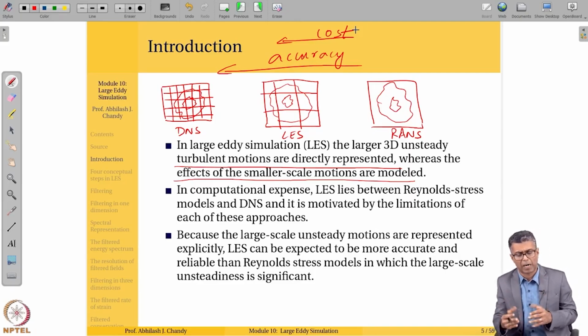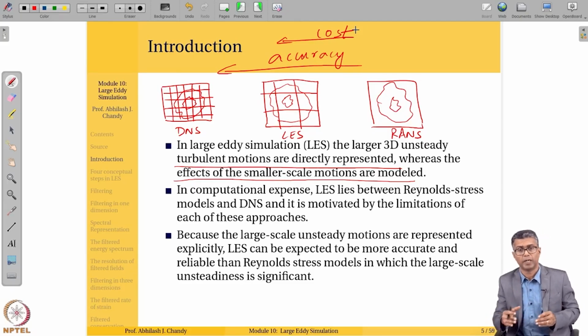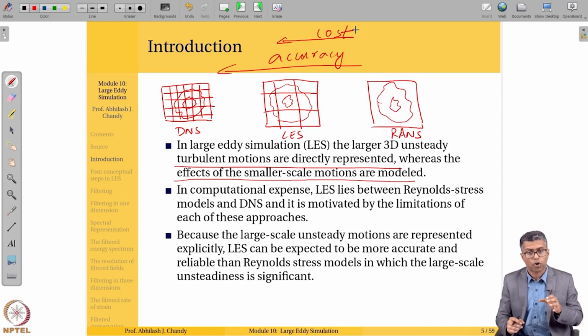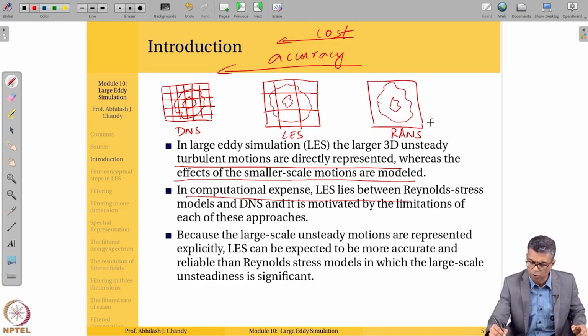We have seen this multiple times, but I'm illustrating this schematic here in order for you to understand better how the scales are resolved and how some scales are modeled in one approach versus the other. In computational expense, LES lies between these Reynolds stress models and the DNS. What we mean by Reynolds stress models are basically the RANS type models, also called RSM.